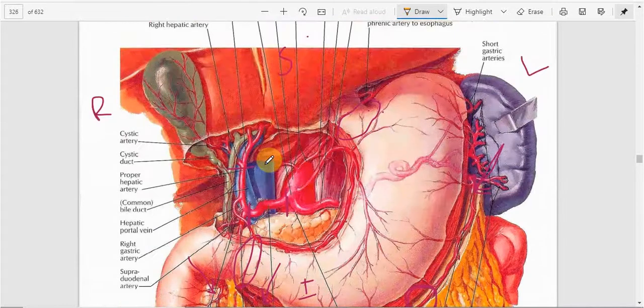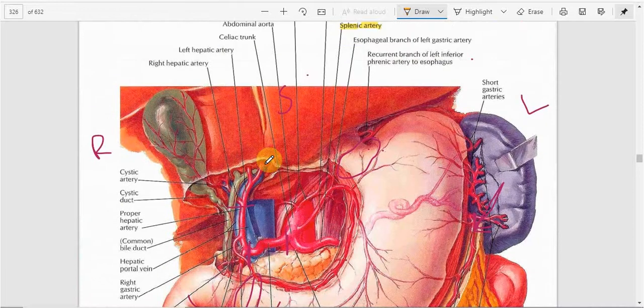Now the proper hepatic's right hepatic branch is going to give off the cystic artery, which is another important branch, so to speak, and you have to know the name at least. It is going to be coursing behind the common hepatic duct over here in order to supply the gallbladder. So these are all very important things.